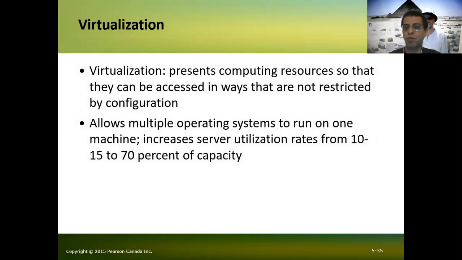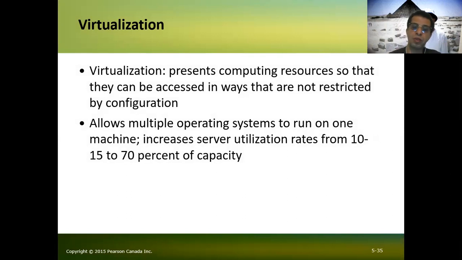What you call virtualization is presenting computing resources so that they can be accessed in a way that is not restricted by configuration. You notice there are some applications that you need to do some configuration on your laptop in order to use them. And some applications you don't need to do any configuration, or there is no setup that you need to do. This is what you call virtualization.